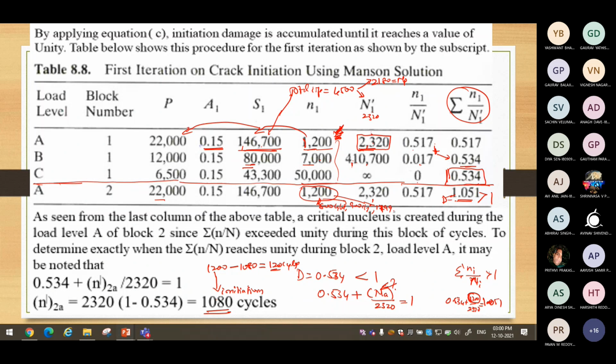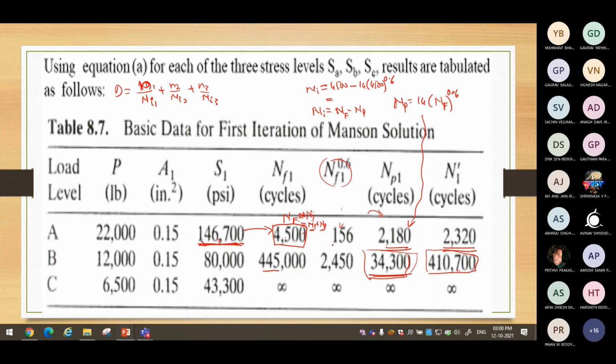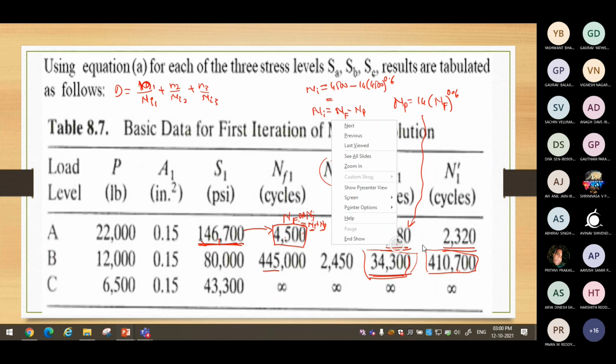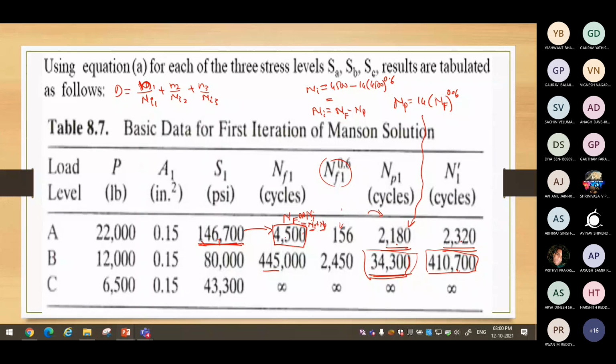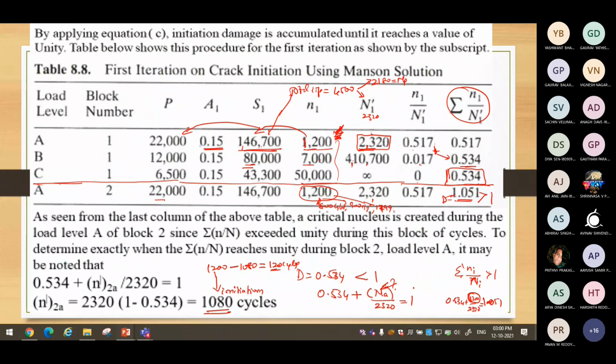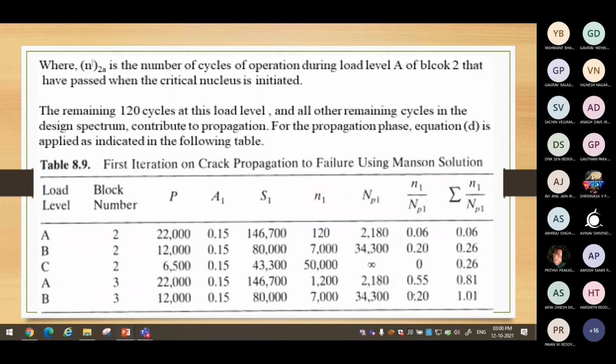Crack is initiated now. Okay, crack is initiated. Next we have to talk about only the crack propagation. So we have to take from this table next the cycles for propagation. Here onwards, cycles for crack propagation, not the crack initiation. So you continue the same table.